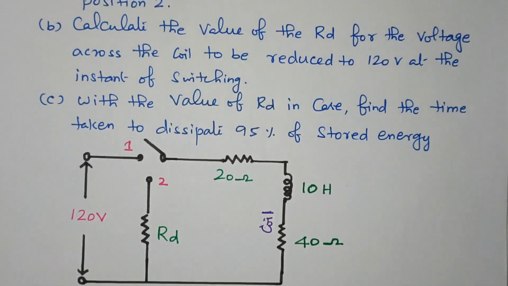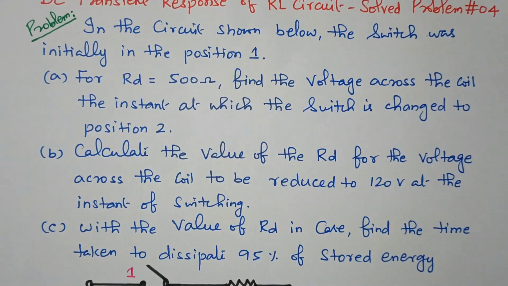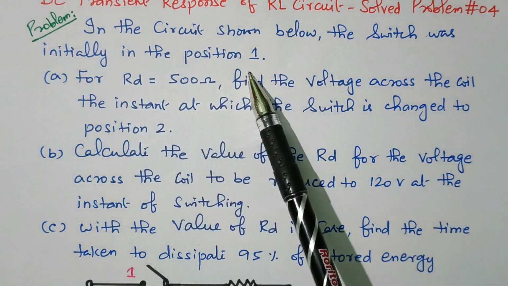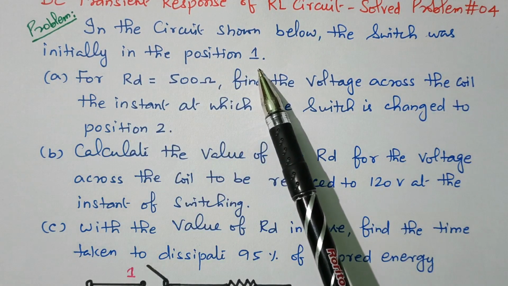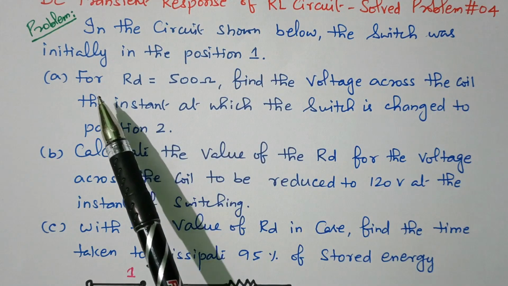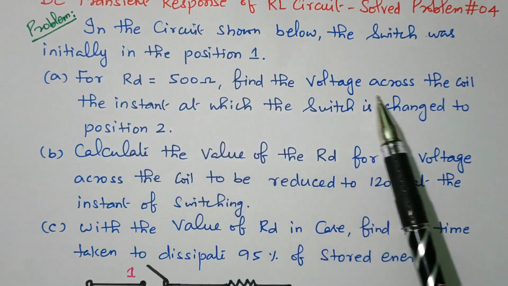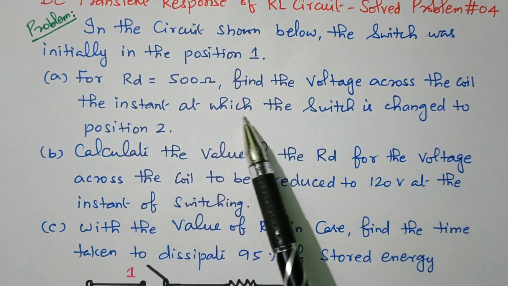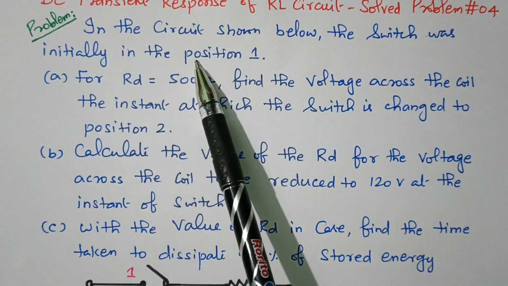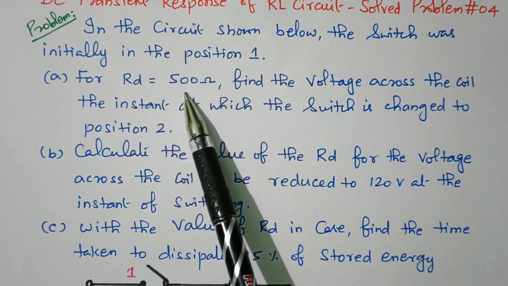Now we'll see the statement of the problem. In the circuit shown below, the switch was initially in position 1. Initially kept in position 1, so RD is not included. We need to find the three subdivisions. For RD equal to 500, find the voltage across the coil at the instant at which the switch is changed to position 2. Initially at position 1, now changed to position 2. RD value is given as 500.